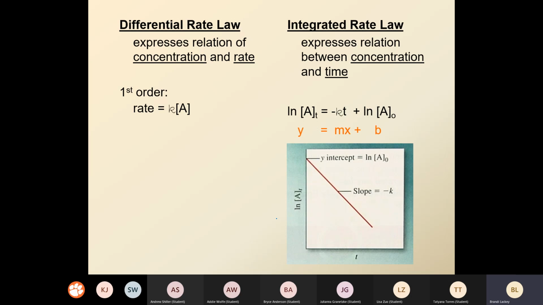So what happens whenever we actually graph this? Like we said, the natural log of A sub 0 is our y-intercept. Our slope is that negative k. And then t is our x value. The natural log of A sub t is our y value. For reactants, this should be a negative slope because our reactants are decreasing as we're producing products.